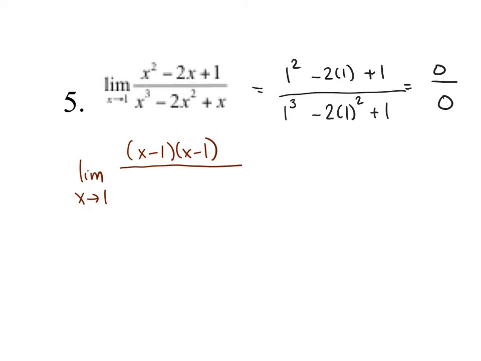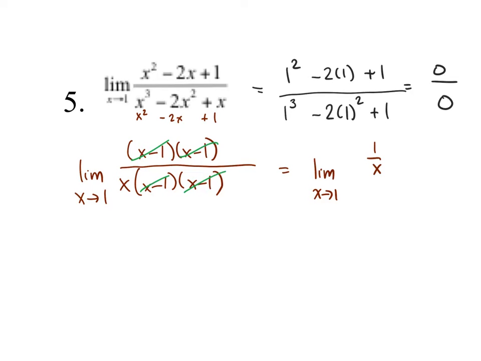And if I look at the bottom, I could take an x out, and if I take an x out, I have x squared minus 2x plus 1, which is the exact same. So x minus 1, x minus 1. So in this case, everything cancels out except for that x, so I'm simply left with the limit as x approaches 1 of 1 over x. So we had two sets of the same binomial factor cancel out. So that's just 1 over 1, so that's just 1.